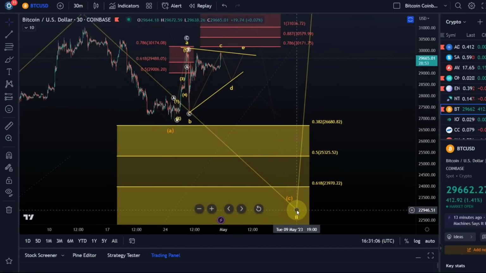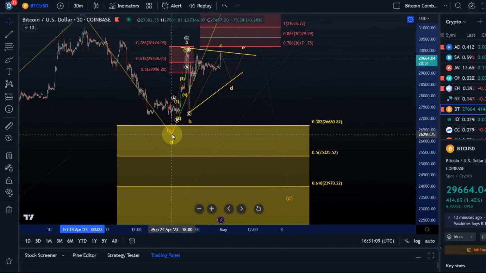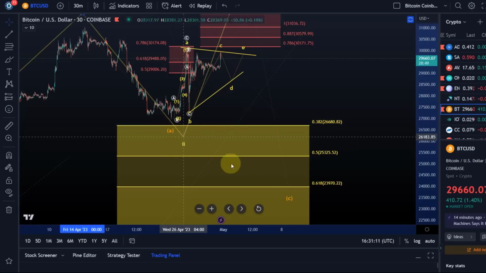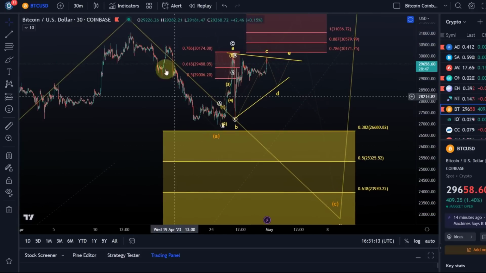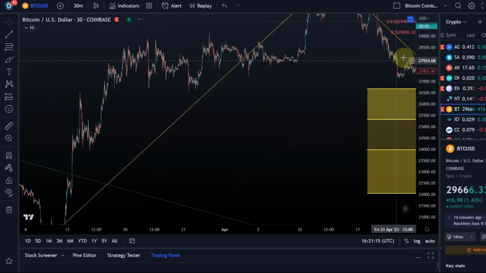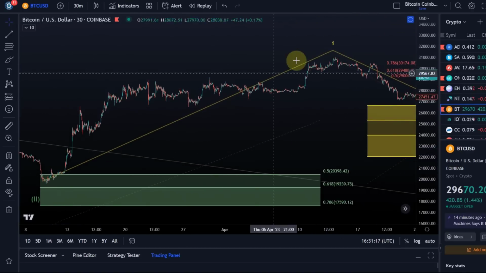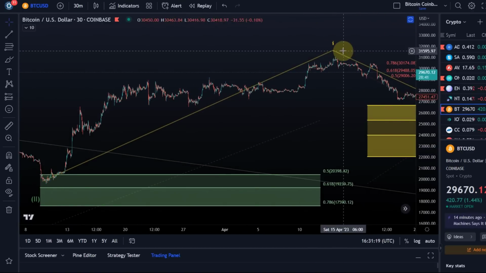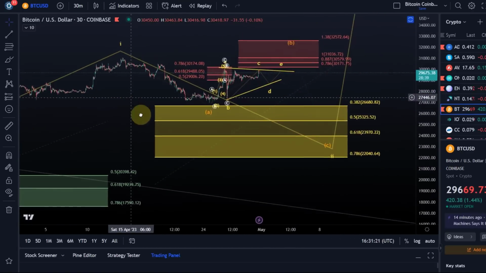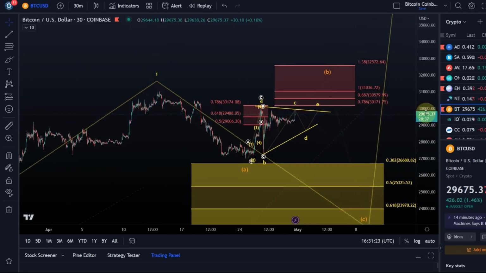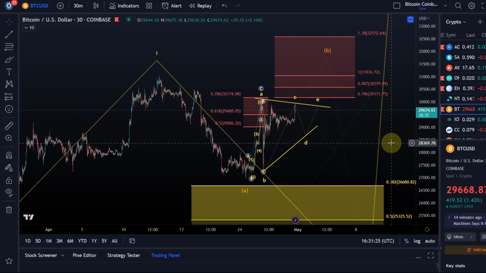even though it's possible wave 2 finished here, it would be an unusually shallow and short correction also from a time perspective compared to how long it took for price to move up between 10th of March and 14th of April. So the video later today will be a little bit of a longer one. I'll talk about the different scenarios again. Just want to give you a quick update here.